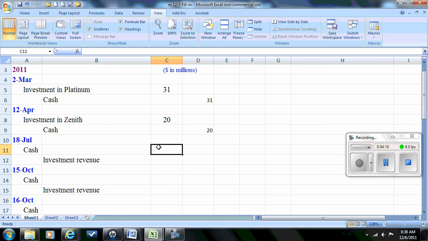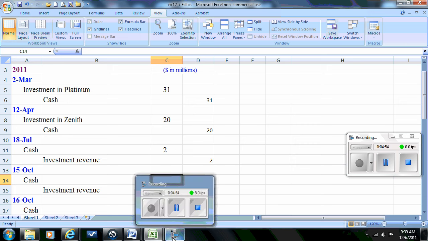Now we're going to hold these investments, and in July we get our first cash flow from these investments, and that's going to be a cash dividend of $2 million on our Platinum stock. So we'll receive a check from the company for $2 million, so we'll increase cash, and at that time we'll recognize investment revenue. Now remember, investment revenue is a temporary account, just like sales revenue, and it needs to be closed out at the end of the year. At the end of the year, it will be carrying a credit balance before closing. So during the closing process, of course, we debit it.